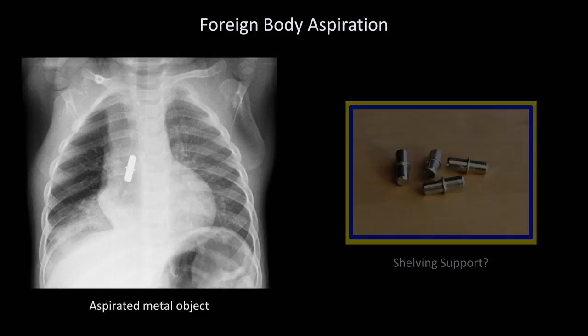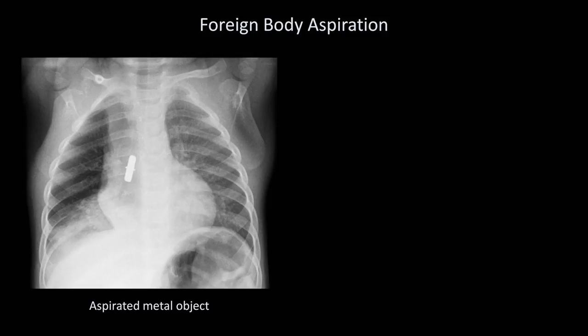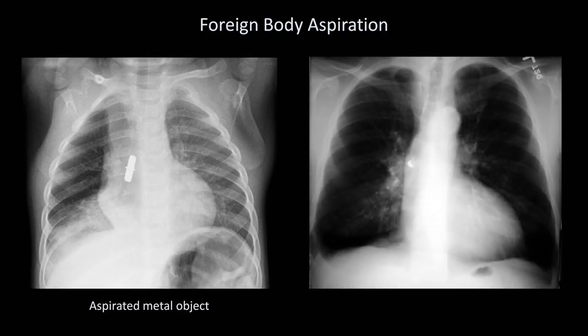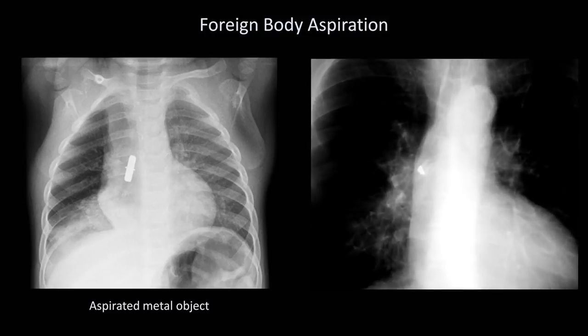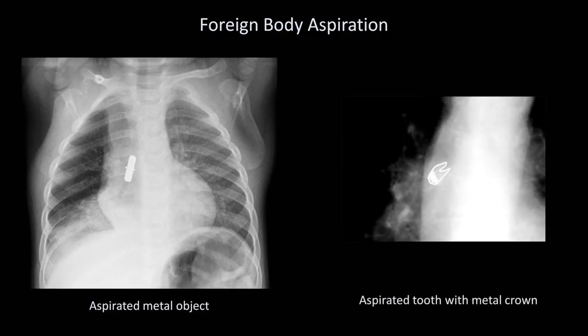And lest you think that only children aspirated foreign objects, take a look at this example. There is something small and dense in the right main bronchus again. It may be harder to immediately appreciate what it is, but if we zoom in, we can see that it's actually a tooth with a metal crown.